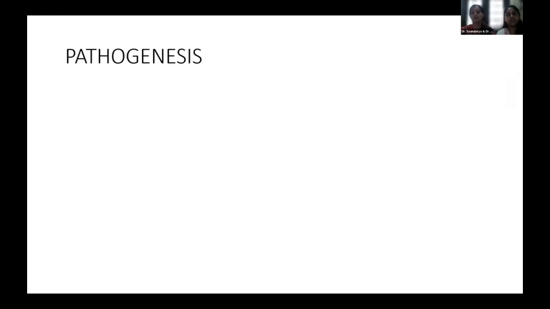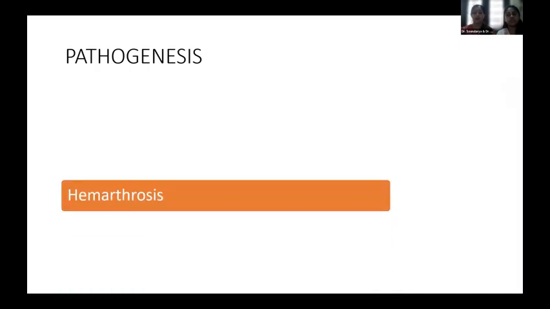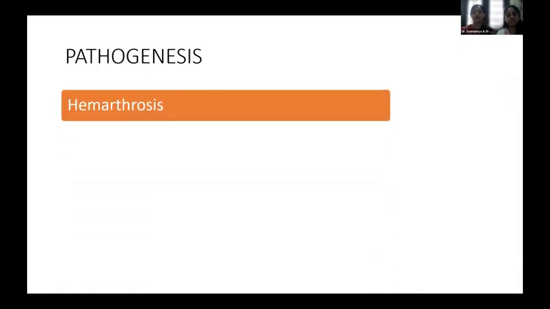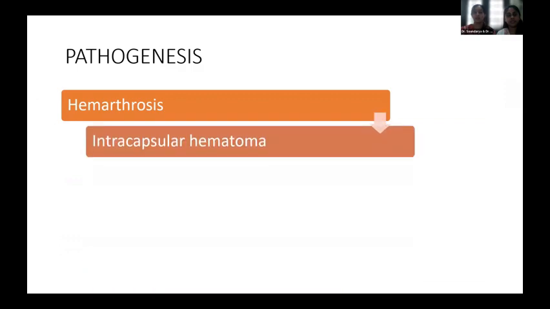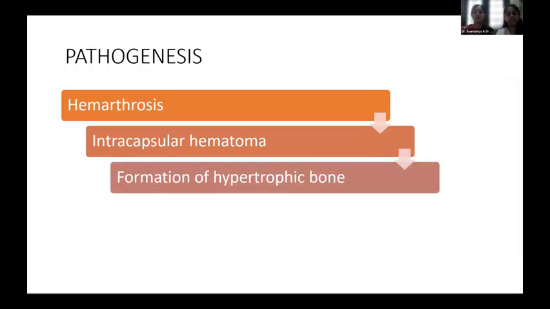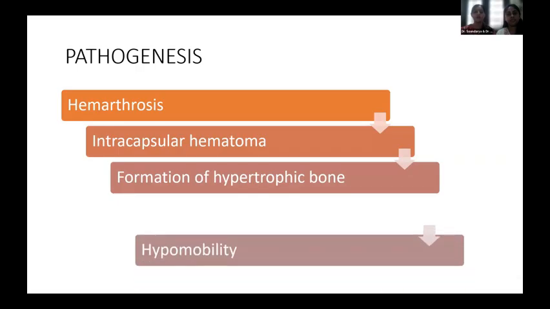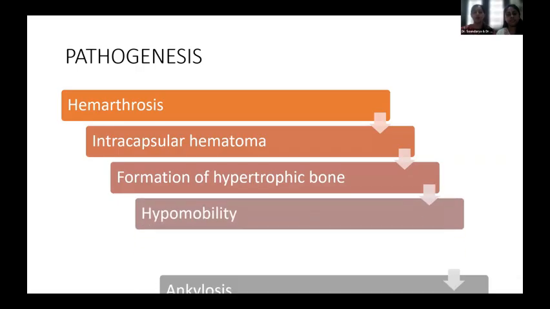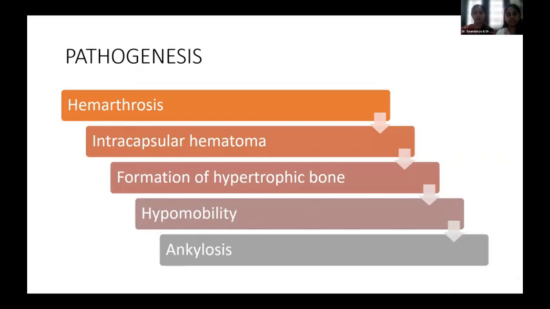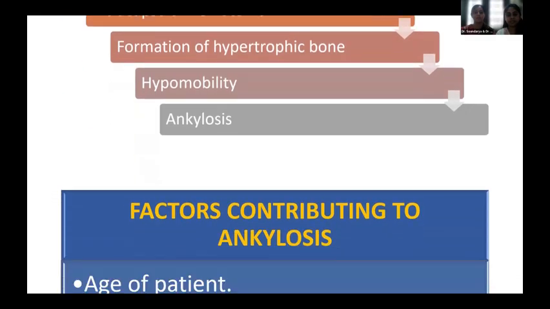So coming to the pathogenesis of TMJ ankylosis, as we know, this is a trauma-induced TMJ ankylosis. Trauma to the condylar heads causes hemarthrosis within the joint, which leads to intracapsular hematoma due to disruption of the periosteum as well as the capsular ligament, and formation of hypertrophic bone occurs, which leads to hypomobility of the joint and results in temporomandibular joint ankylosis.